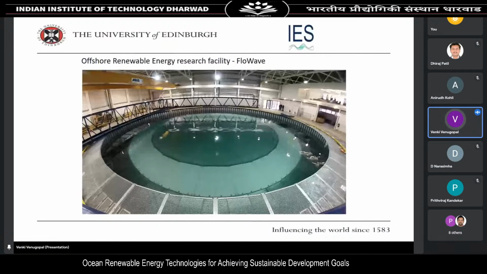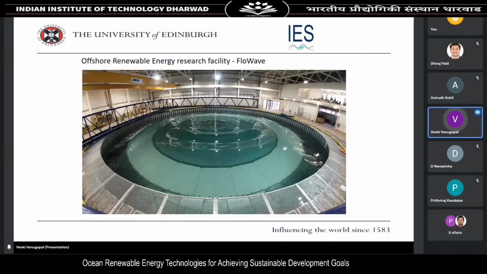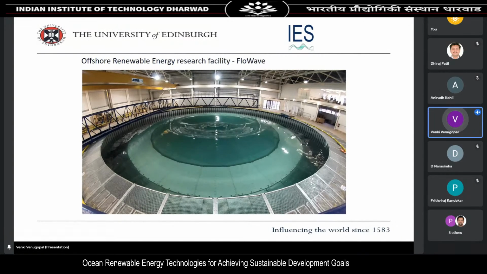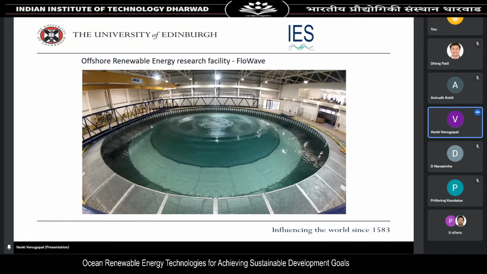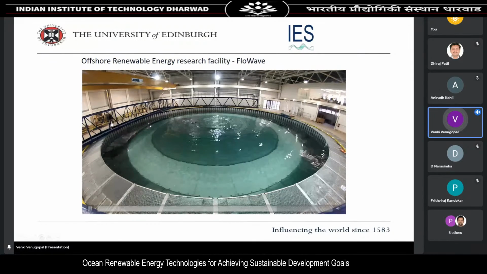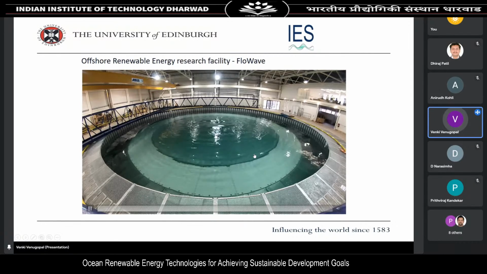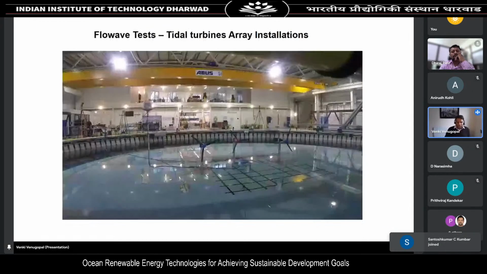We have world-class experimental facilities. The one that you see here is called FloWave, which is a circular wave and current generation facility. It's 25 meters in diameter. Water depth is 2 meters. You can generate waves and tidal currents from any direction you want. Probably until you see this, it's difficult to appreciate the scale of the facility. You can see the man walking here. If you scale his height with the other dimensions you see here, then you will appreciate the size of it. This is a world-class facility where we conduct our research.